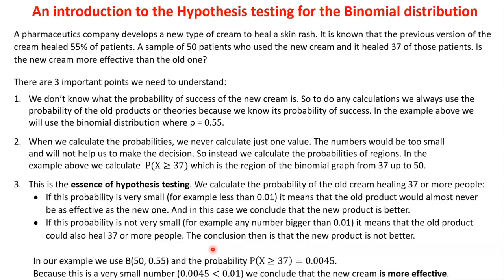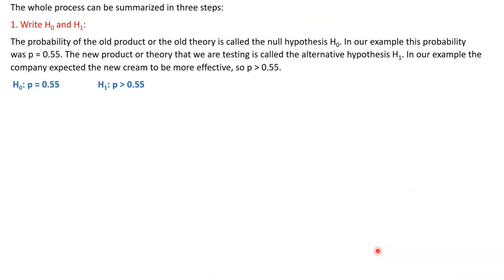In our example above, we have got a sample of 50 people. The old cream had probability 0.55. So to calculate the probability that x is more than or equal to 37, you can use your calculator. It's the CD button on your calculator, cumulative distribution, and the answer is 0.0045. This is quite a small number, definitely smaller than 0.01. And so in this case, we conclude that the new cream is more effective.